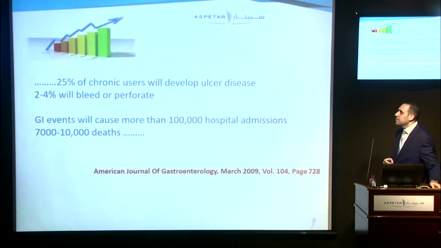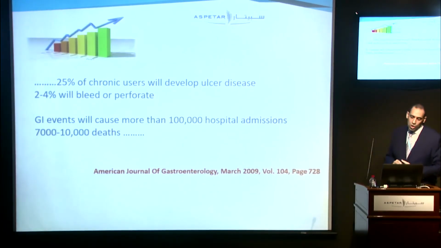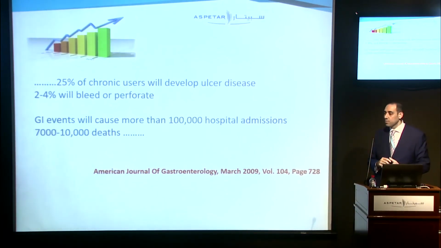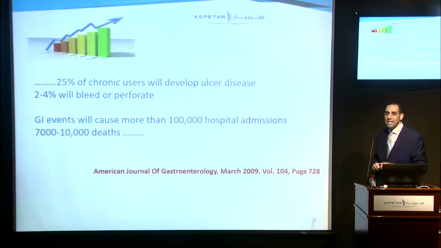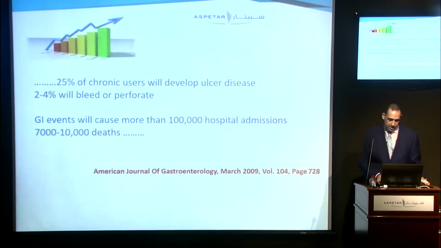And again, to highlight the risk, in the United States, according to the American Journal of Gastrointestinal, 25% of chronic users of NSAID will develop ulcer disease, and 2 to 4% will bleed or perforate. And these GI events will translate into 100,000 hospital admissions and 7,000 to 10,000 deaths each year in the United States. And in some references, actually, I found the death can go up to 16,000 deaths each year in the United States.